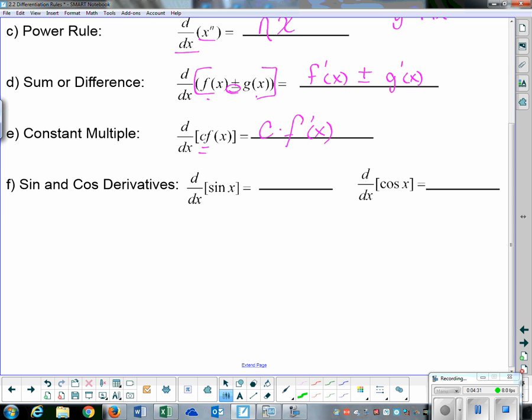Here at the bottom, we pick up a couple trig functions. The derivative of sine x is cosine x, and the derivative of cosine x is negative sine x.